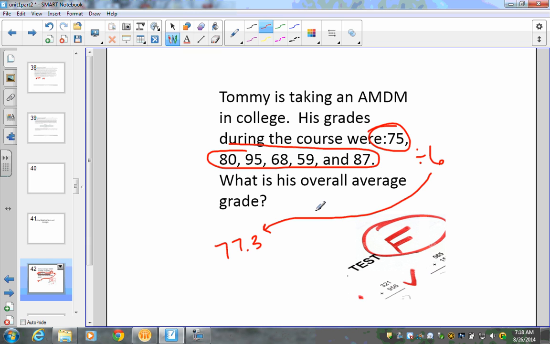Now, that would be okay. That would be great if all of his scores were weighted the same. But let's say, for example, this 75 was a homework grade, and this 87 was a test grade. By adding them all up and dividing by 6, you're basically saying that the homework grade counts as much as the test grade, which we know is not true. So what happens is we have to put in a multiplier in order to even out the percentages and even out the grades. And so this is what it looks like.